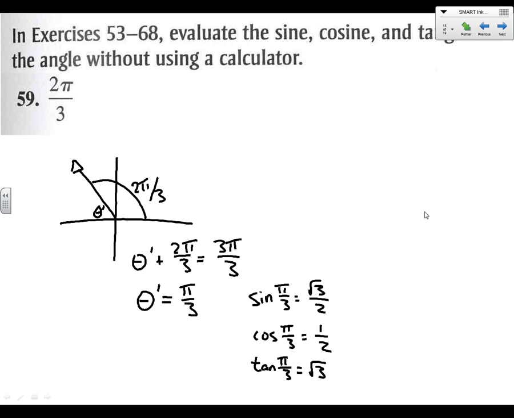The only thing to do here is check which quadrant we're in. We're in the second quadrant, so x is negative and y's are positive. So in this case, that means our sine is positive. Our cosine must be negative, and that means that if we divide a negative by a positive, our tangent is also negative. So those are the 3 answers you should have ended up with for 59.